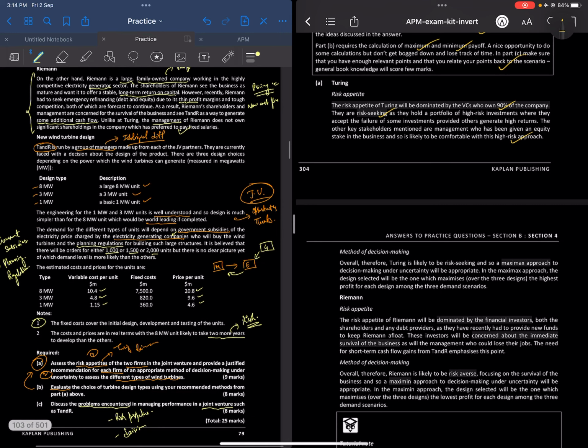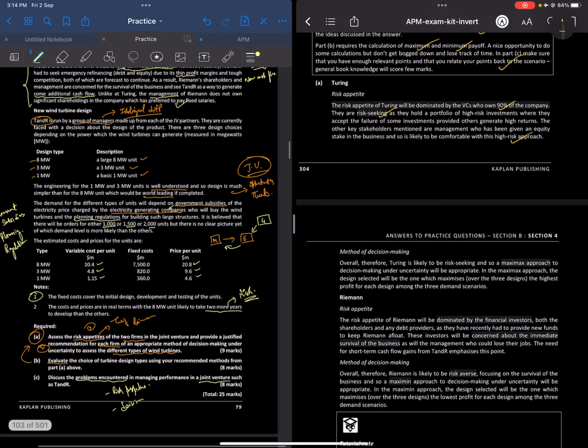You see, they have even further broken down the question. So risk appetite and then method of decision making, the appropriate method of decision making, right? So overall, therefore, Turing will likely be risk seeking, right? So they want a maximax approach. Under uncertainty it will be appropriate. In the maximax approach, the design selected will be the one which maximizes the highest profit of each design among the 3 different demand scenarios, right?